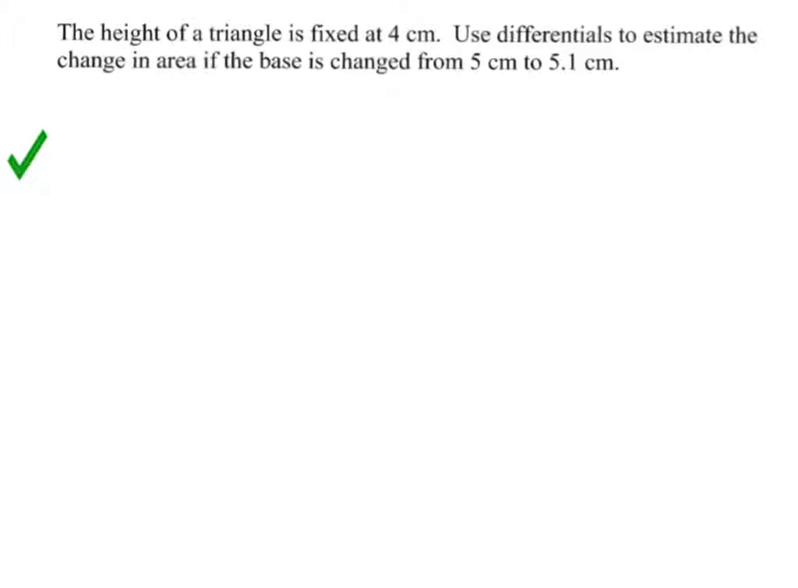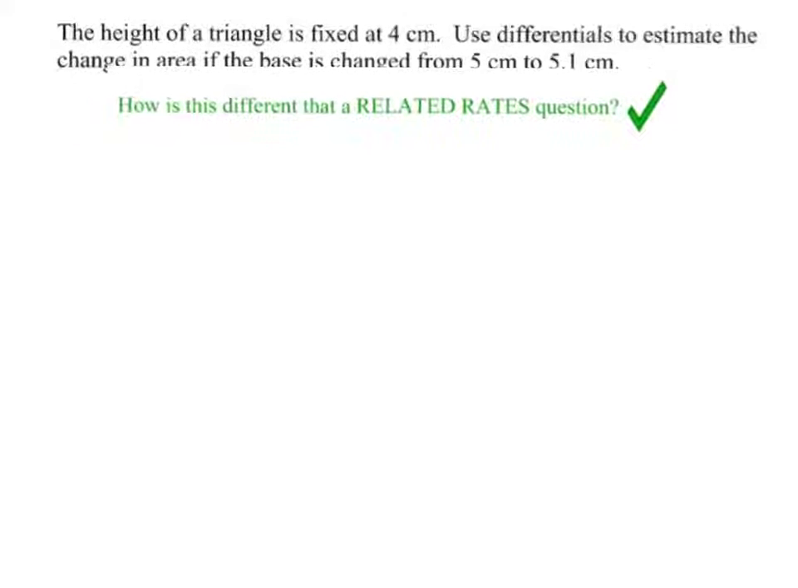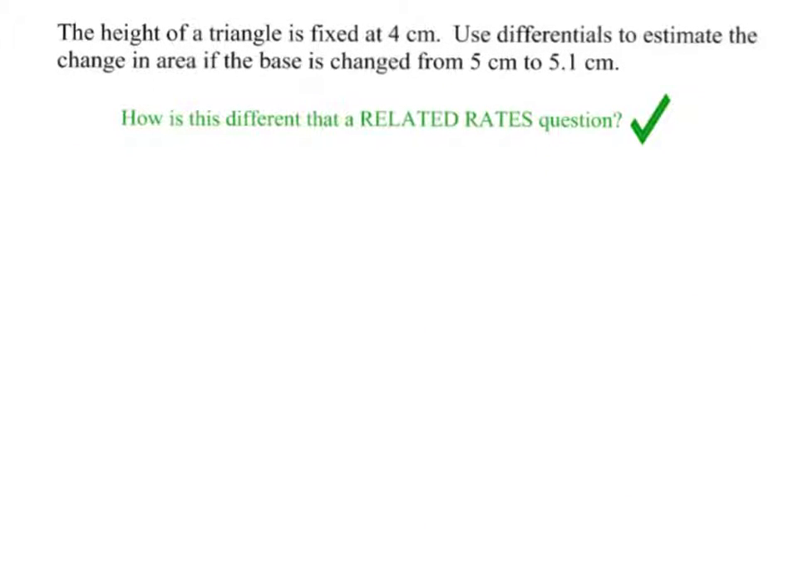First of all, I should just point out, how is this different than a related rates question? I guess the simple answer is that there are no rates given. Nothing here is in terms of time. I'm increasing from 5 to 5.1, but it's not going up by 0.1 centimeter every minute or something like that. So there are no rates. So without that, I don't need a d something over dt.